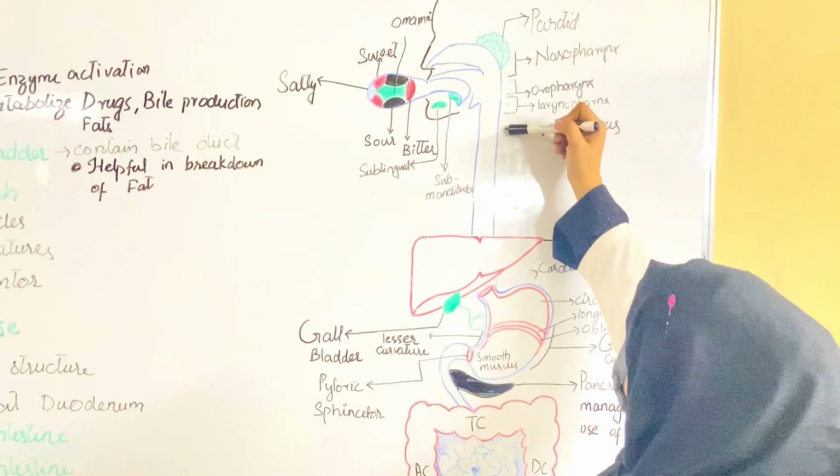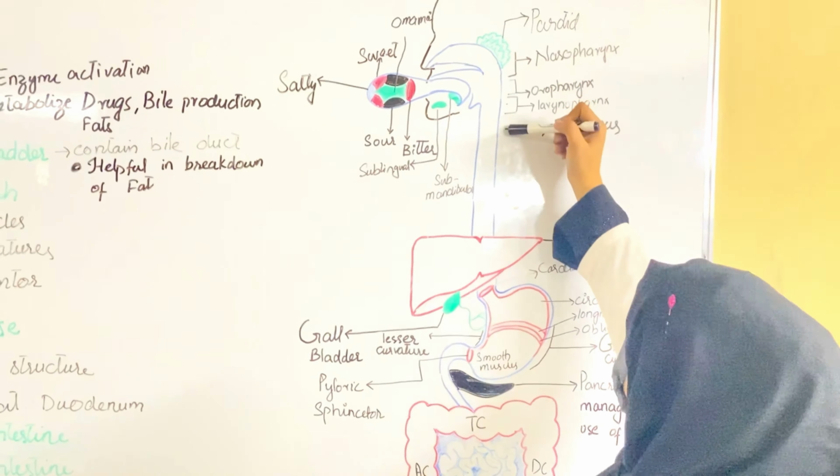And we have 4 constrictions of the esophagus. The first one is pharyngeal constriction. This one is pharyngeal constriction. It is at 6 inches, and aortic constriction is at 9 inches, and bronchial constriction, this one is bronchial constriction, it is at 11 inches, and the largest constriction is diaphragmatic constriction, it is at 15 inches.